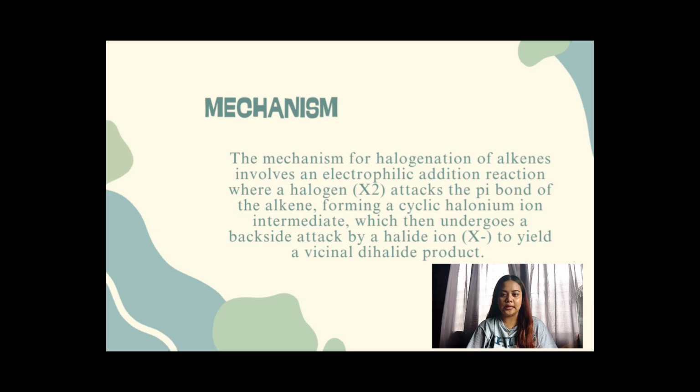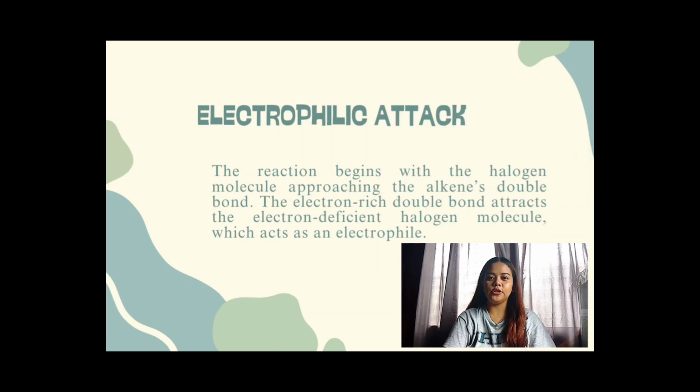The mechanism for halogenation of alkenes involves an electrophilic addition reaction where a halogen attacks the pi bond of the alkene, forming a cyclic halonium ion intermediate which then undergoes a backside attack by a halide ion to yield a vicinal dihalide product.